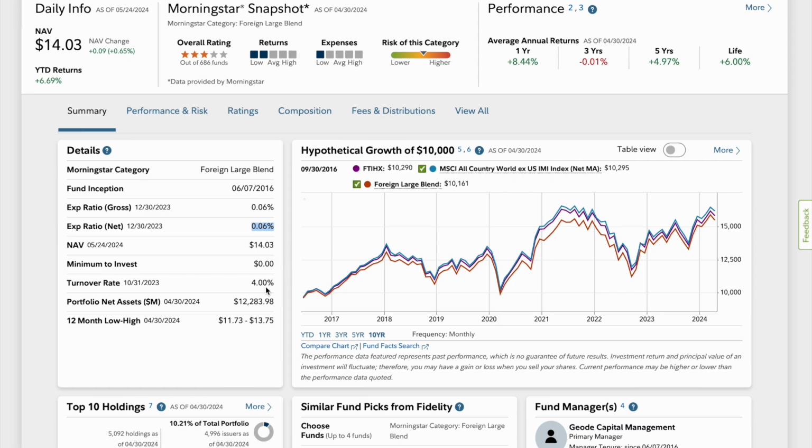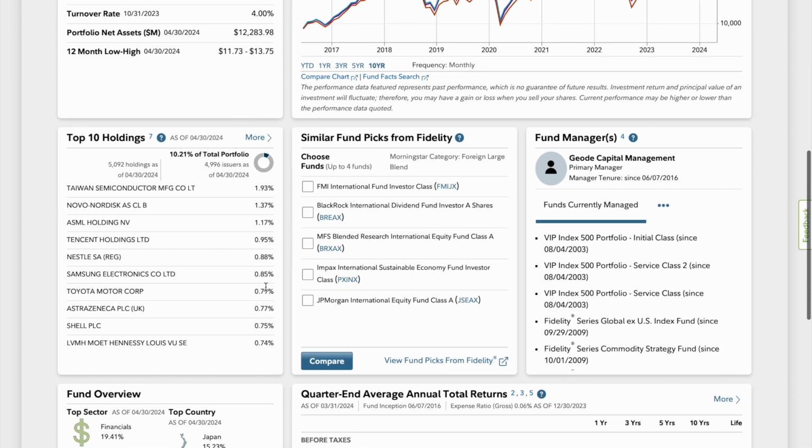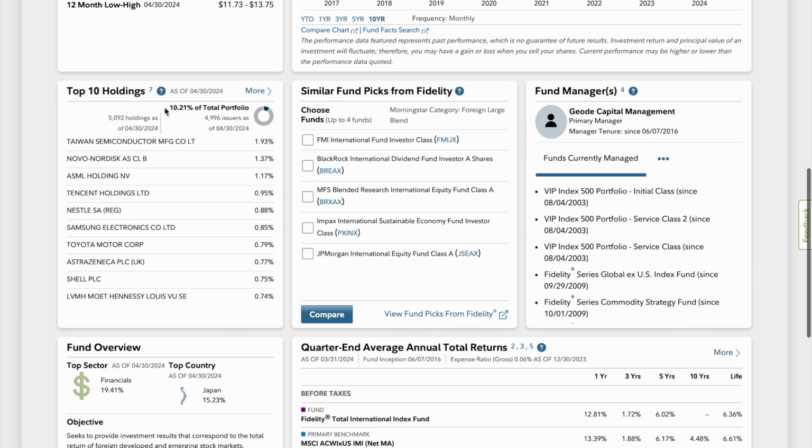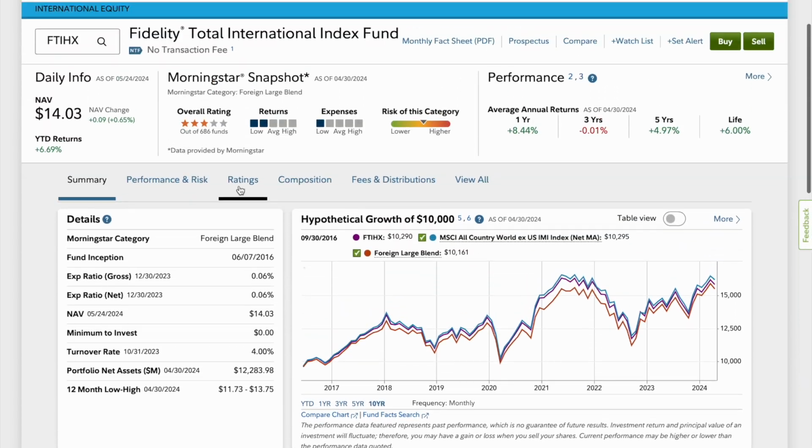Now, when we look at the overall top 10 holdings of this, 10% of the total portfolio out of 5,092 holdings. This is why I like it. You're getting big diversification. You're holding 5,000 companies outside of the United States. For me, that's very important. I want that exposure, and I want to hold pretty much all of the stocks within it.